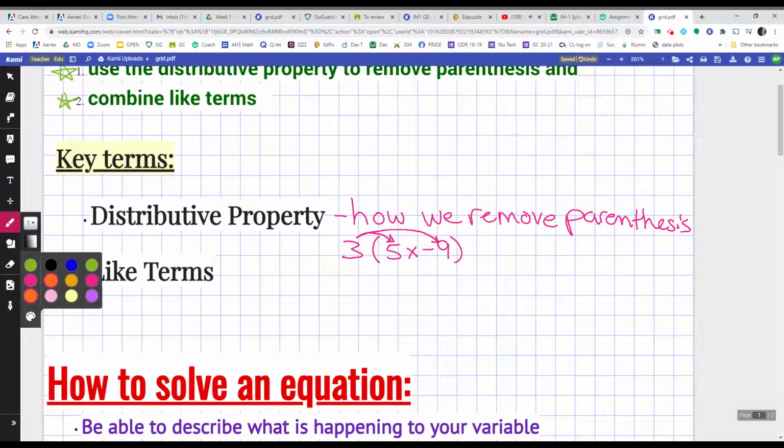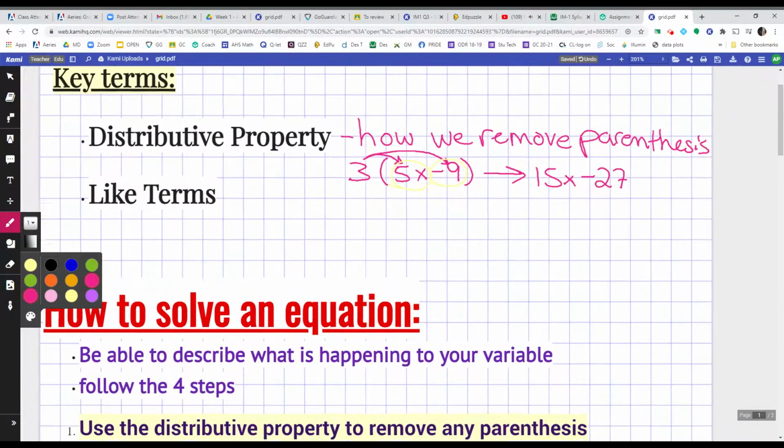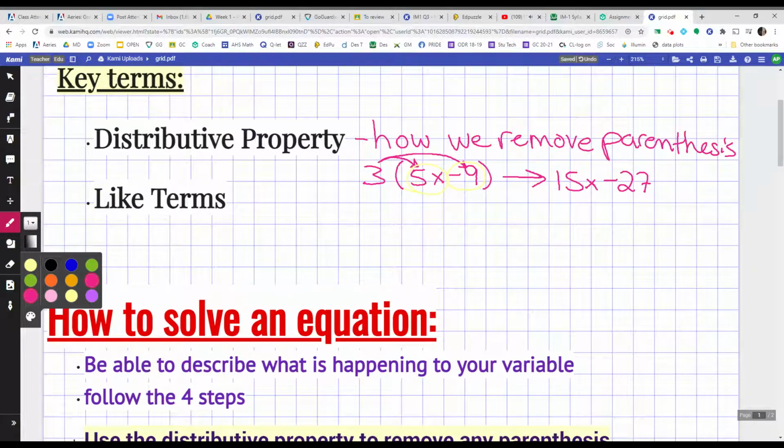So the terms, if you look at them, here's one term, here's another term. I'm going to distribute the 3, and what I'm going to get, 3 times 5, 15x. 3 times negative 9, negative 27. That is using the distributive property to remove parentheses. We're going to do more of that, so at least you should have one example with your notes.